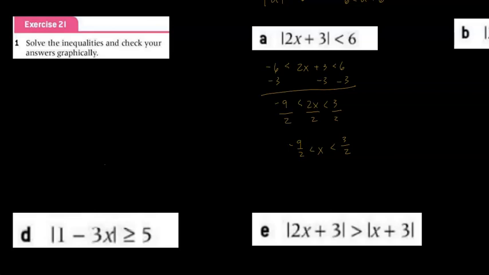How would you use your graphing calculator? What I need to do is graph y equals the absolute value of 2x plus 3, and graph y equals 6 and see which x's are going to be below 6. Okay?